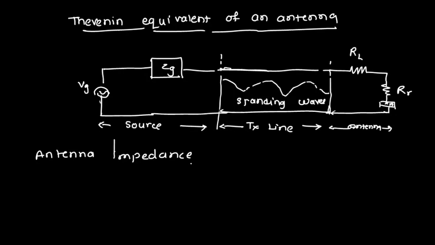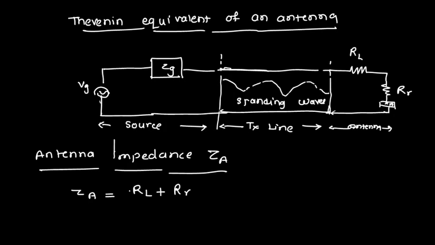I'll just say antenna impedance is nothing but the ZA. So how are you going to represent this antenna impedance? ZA is equal to RL plus RR, whereas RL is loss resistance, RR is nothing but the radiation resistance. Whatever power will be delivered to this antenna, the radiation resistance defines how much radiation will take place over there. So therefore RA, total antenna resistance, will be RL plus RR.